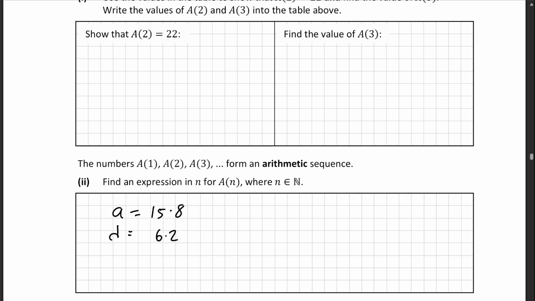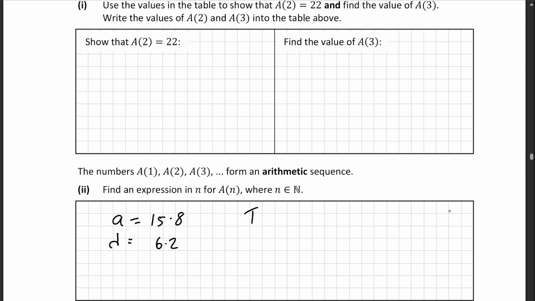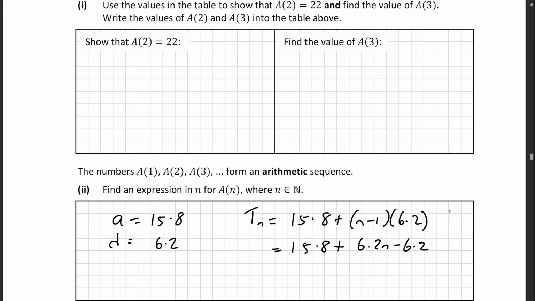Okay, so we're looking for the nth term. So Tn is 15.8 plus n minus 1 by the difference. So 6.2n minus 6.2. So in fact, an, because that's how they want it expressed, is 6.2n, 15.8 minus 6.2. That's plus 9.6.